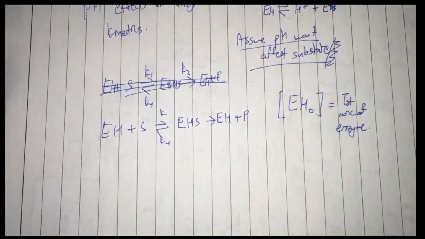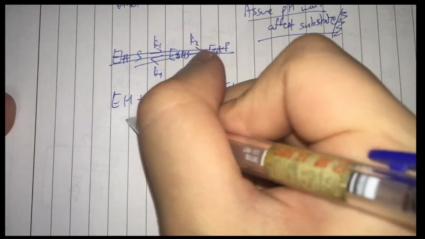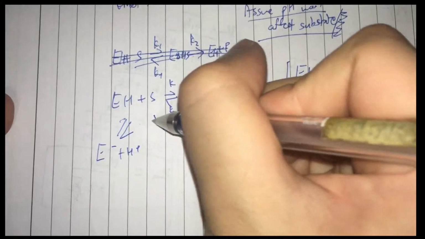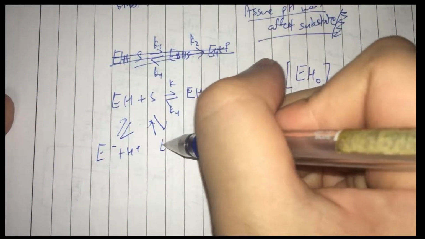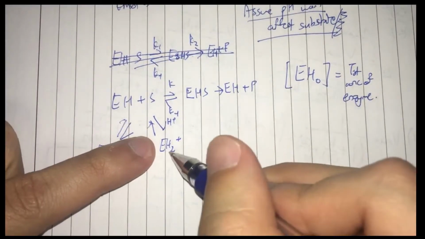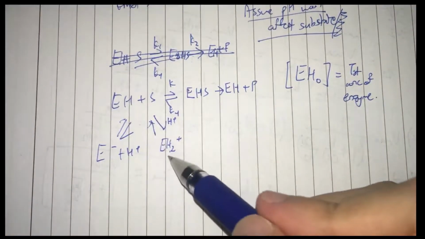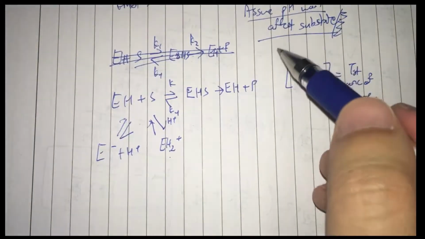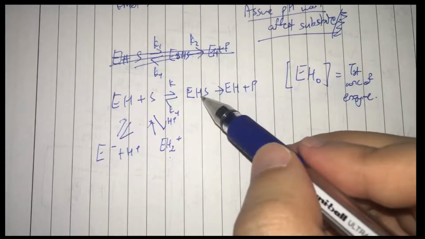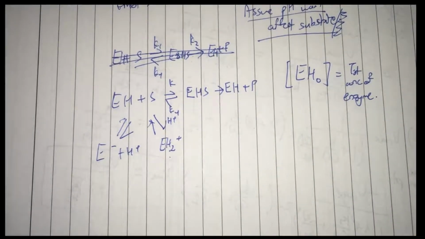Okay, so let's do some more equilibria. You have E minus plus H+, and then you have the protonation where you will have EH2+. I'll just write that in. There'll be an H+ going into this. Of course, the other thing I forgot to mention: pH does not affect the enzyme-substrate complex. Now of course in actuality it might, but this is a simplifying assumption.